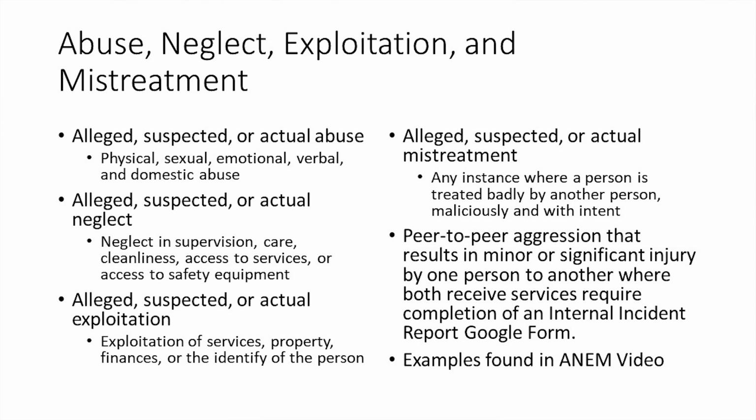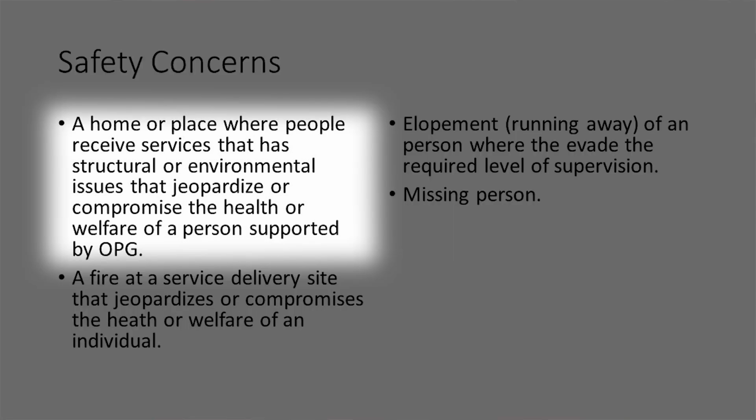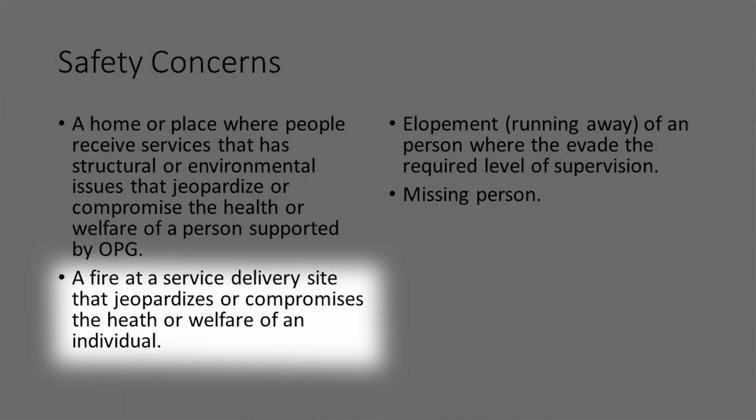So another category is safety concerns. Any place that you are in, whether it's a home or a place where somebody is receiving services, that has a structural or environmental problem that could jeopardize the health and welfare of the person you support is going to be reported. For example, if there's mold in a home, it could be an environmental issue that affects that person, so you have to report it. A fire at a service delivery site or a fire where the person that you support is around it must also be reported, because it could jeopardize the health and safety of that person.